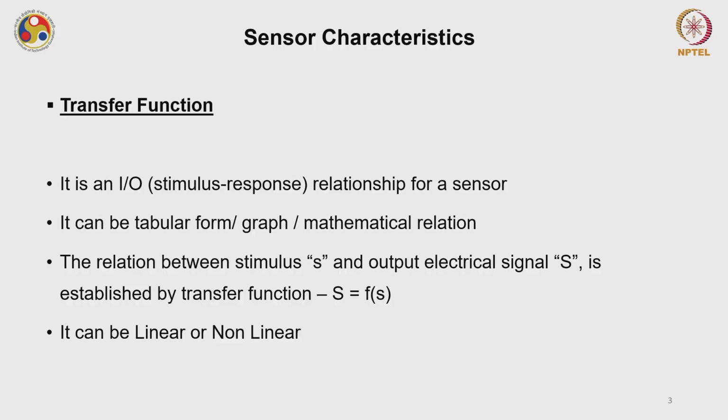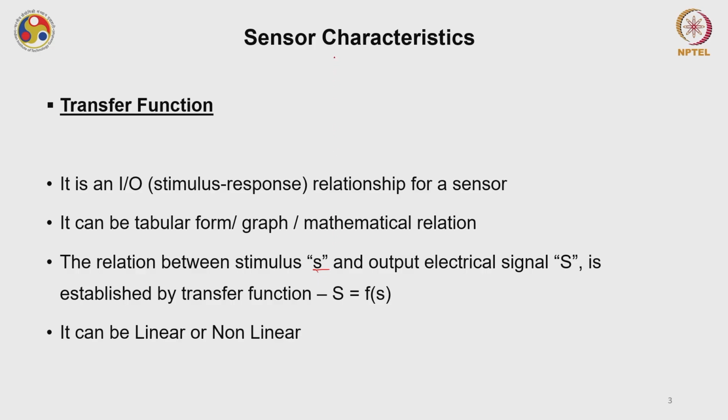First, let us understand what we mean by transfer function. When I say transfer function, it is an input-output relationship of a sensor. We know that the output of a sensor is nothing but its response, and the input is the stimulus, or the stimuli that we apply. So it is basically the stimulus-response curve of a sensor. It can mostly be in graphical format, but it can also be represented in the form of a table or some mathematical function. The relationship between a stimulus, which I am calling small s, and the output electrical signal, which I am calling capital S, is established by a transfer function, which is: capital S is equal to some function of small s.